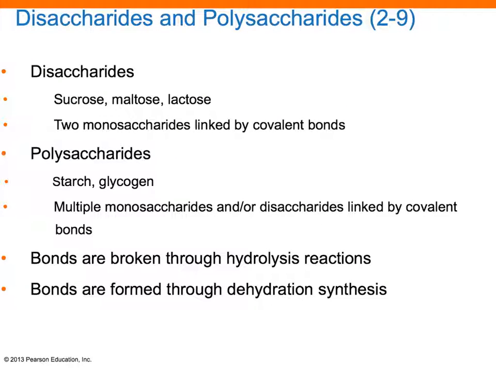Next are disaccharides and polysaccharides. Disaccharides, di means 2, saccharide means sugar. They include sucrose, maltose, and lactose. They're 2 monosaccharides linked by covalent bonds. And polysaccharides, poly means many, saccharide means sugar, and they include starch and glycogen. There are multiple monosaccharides or disaccharides linked by covalent bonds. They are broken through hydrolysis, or they are formed through dehydration synthesis.